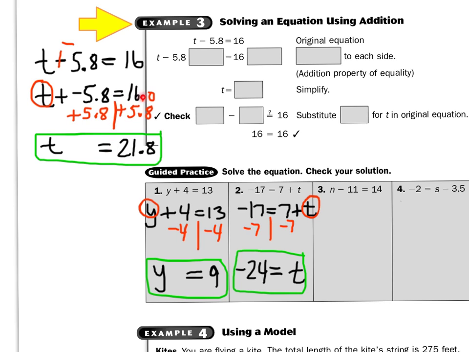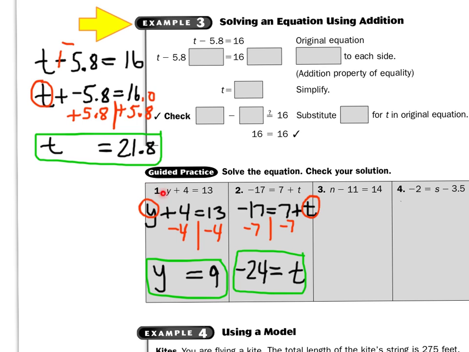And then we just lined up the decimals and added those numbers. 0 plus 8 gave me 8. I brought the decimal down. And 16 plus 5 gives me 21. So my answer, my solution is t equals 21.8. And I box my answer.